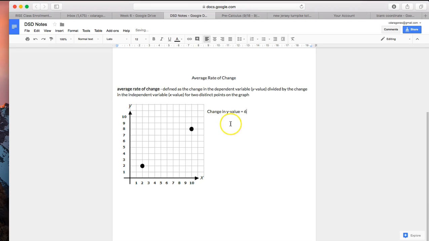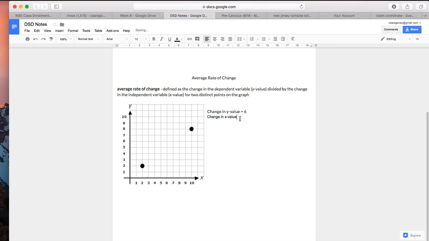Divided by, it says, the change in the independent variable, our x value. So we're going to look at the change in our x. So between 2, 2 and 10, 8, there's a change of 1, 2, 3, 4, 5, 6, 7, 8. So our change in x value is 8 units.